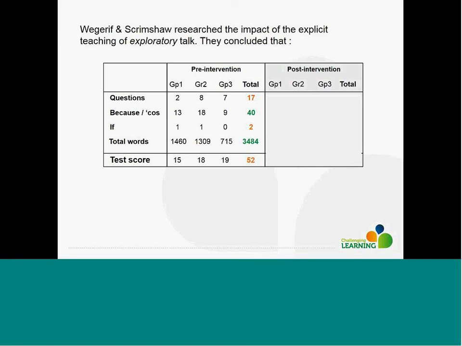So the students were given opportunities to practice dialogue, try activities like the odd one out, to use their language for 5 weeks. And at the end of the 5 weeks, Wegerif and Scrimshaw gave another problem-solving task for the students.